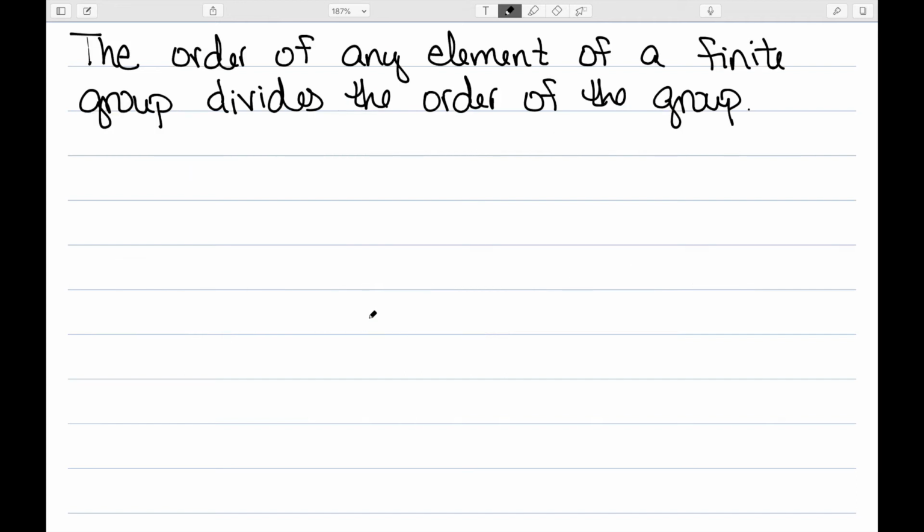One big result of Lagrange's theorem is that the order of any element of a finite group divides the order of the group. And this results from the fact that I can just look at the order of the cyclic group generated by A. We know that the order of the element is the same as the order of the cyclic group, and we know that the cyclic group would be a subgroup, and its order has to divide the order of the group.